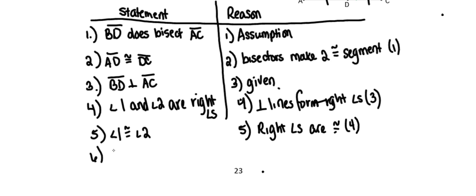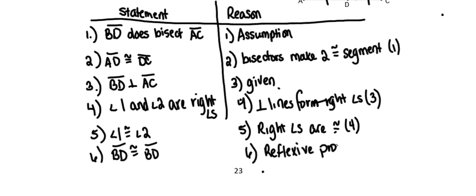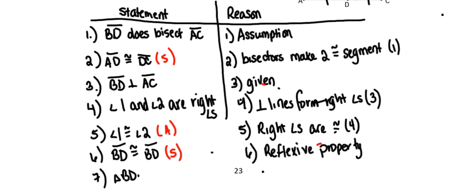Next, I know that segment BD is congruent to itself by the reflexive property. And now I've talked about everything I need to talk about in order to establish congruent triangles. I've got a pair of congruent sides, a pair of congruent angles, a second pair of congruent sides. Now I'm all set up beautifully to conclude that triangle BDA and triangle BDC are congruent to each other.